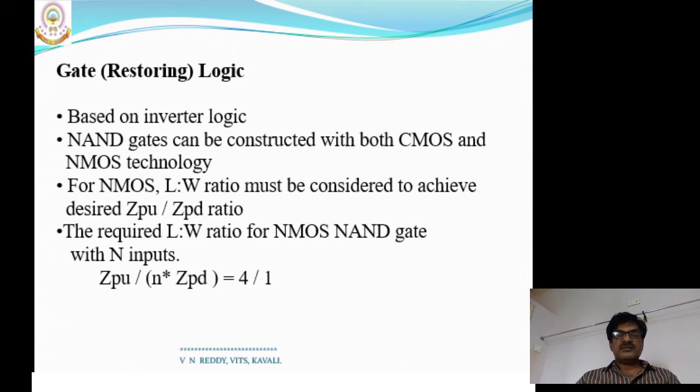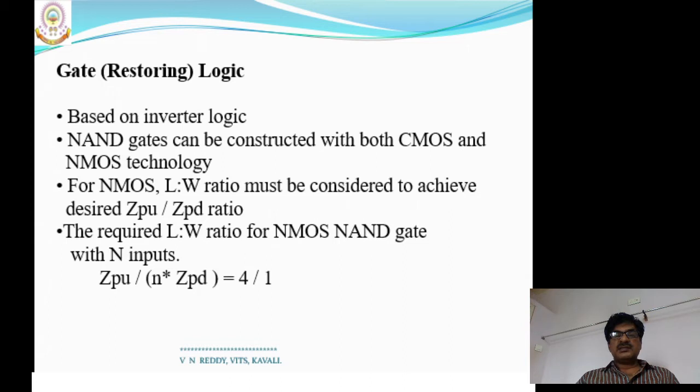Coming to gate logic, the gate logic is also called the restoring logic. It is based on the inverter, that is, the basic circuit is the inverter, and with the gate logic you can easily realize the universal gates like NAND gates and NOR gates. But constructing the basic gates like AND gates or OR gates needs more transistors in this gate logic.